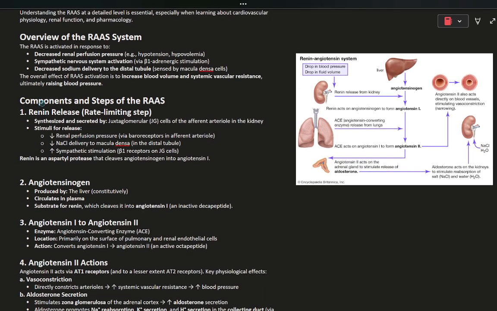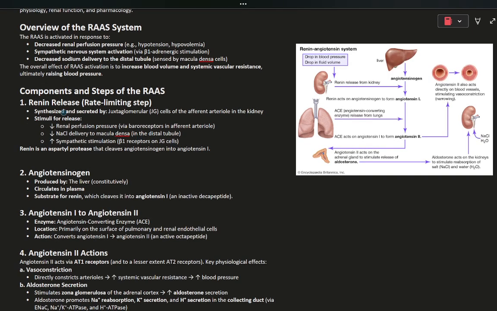So what are the components and steps of the RAAS system? The first step is to release renin, and this happens to be the rate-limiting step for this system. So renin is synthesized and secreted by the juxtaglomerular cells of the afferent arteriole that is found in the kidney.